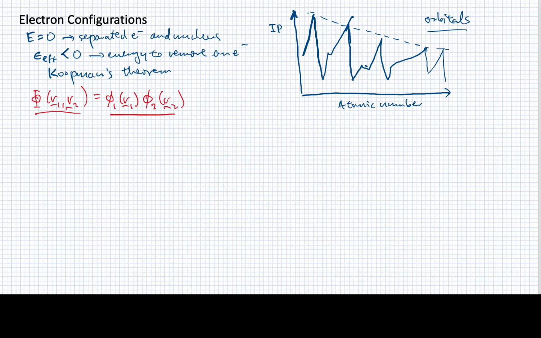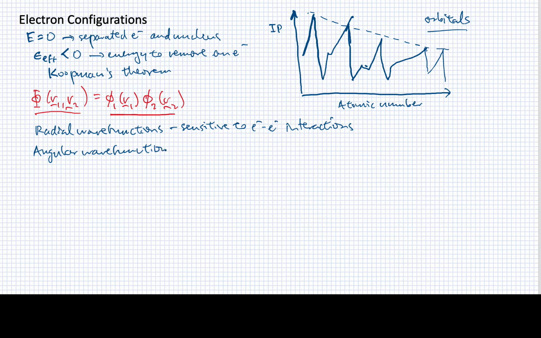Now, let me remind you of some things that we learned about the Hartree-Fock method. The radial wave functions are the ones that seem to be most sensitive, if you will, to the electron-electron interaction. So these are the ones where we're basically incurring perhaps the most error in our derivations. Okay, the angular wave functions are essentially the same as the ones we found for the hydrogen atom.